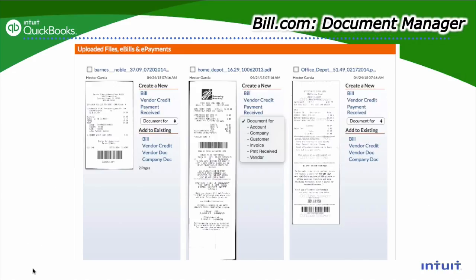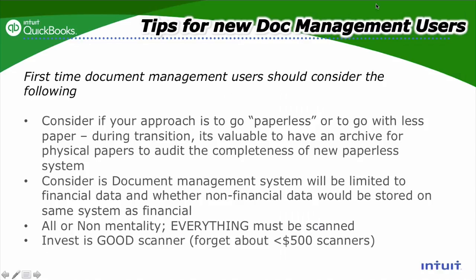And the last thing I want to say here on Bill.com is a couple of things. Tips for brand new document management users. Consider that your approach is to go paperless, but you really cannot go paperless, right? You're trying to reduce paper, right? So reducing paper is a great thing. Archiving your documents, organizing your documents. The first step to go paperless is going to be acquiring some sort of document management system. The other important thing is a document management system could also work for financial and non-financial data.